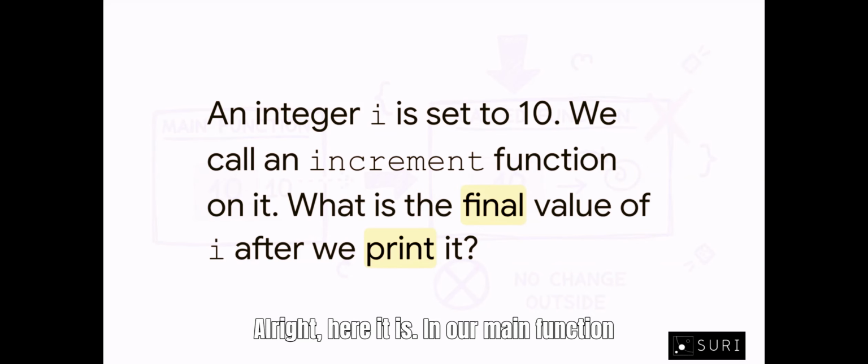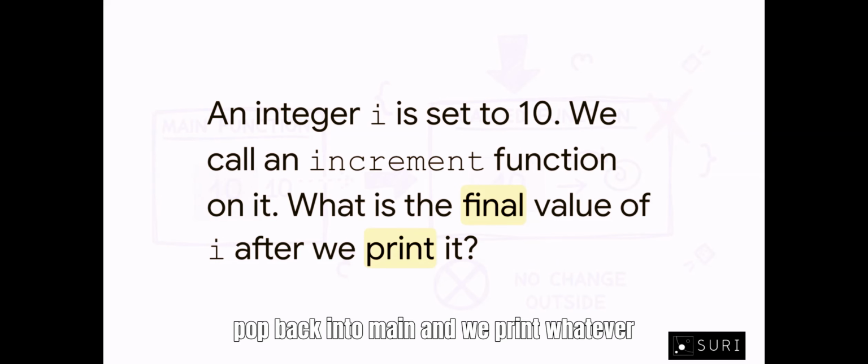All right, here it is. In our main function, we've got an integer, i, and we set it to 10. Pretty simple. Then we pass that i to a function called increment. Now, inside that function, we take the value and we bump it up with a++. Finally, we pop back into main and we print whatever i is.